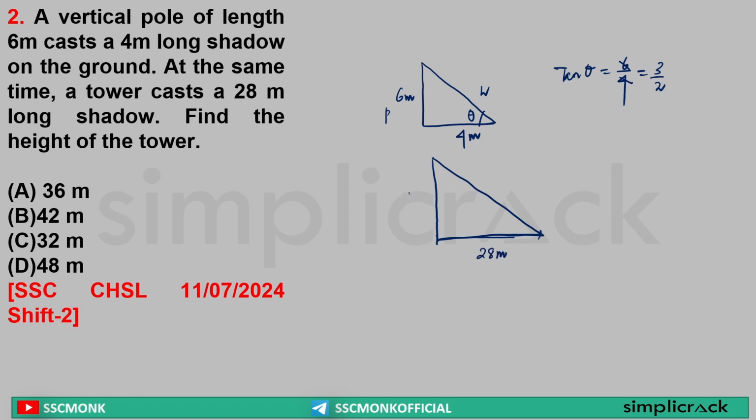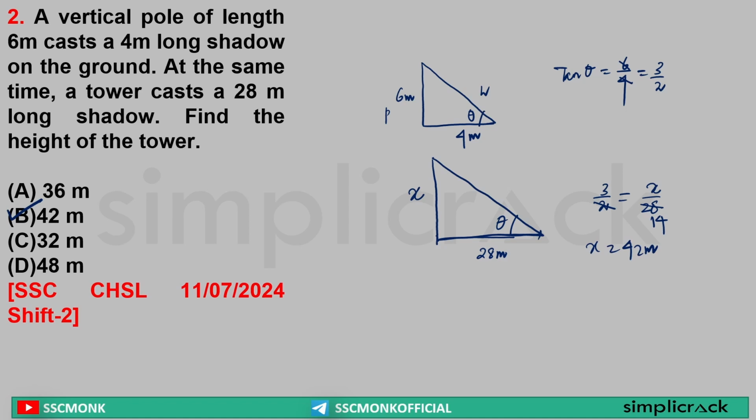So here, to find the height, I will take theta. So tan theta is equal to what? 3 by 2. So tan theta is equal to what? X by 28. 2 14s are 28. X is equal to 14 into 3, 42 meter. So what is the length of the tower? 42 meter. Done, dusted. Clear?